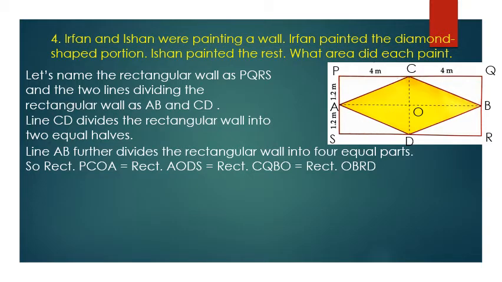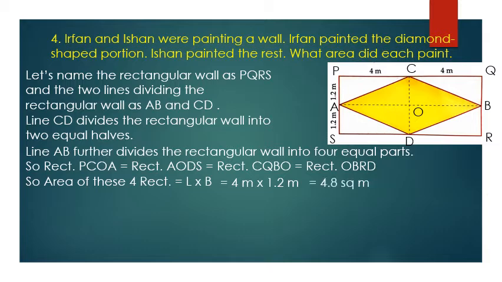Now children, the area of each of these four rectangles is equal to length into breadth, where length is 4 meter and breadth of each rectangle is 1.2 meter. So 4 meter multiplied by 1.2 meter is equal to 4.8 square meter. So this is the area of each of these four rectangles.